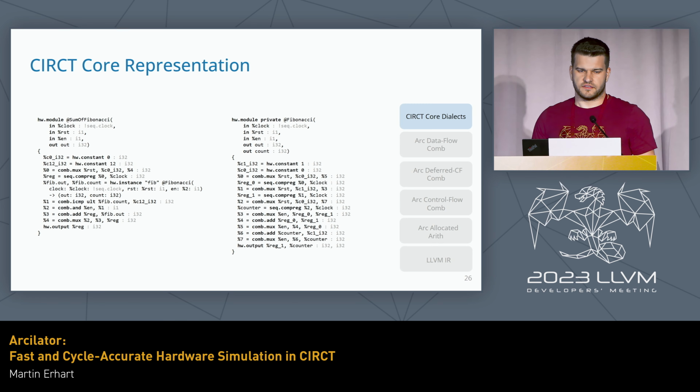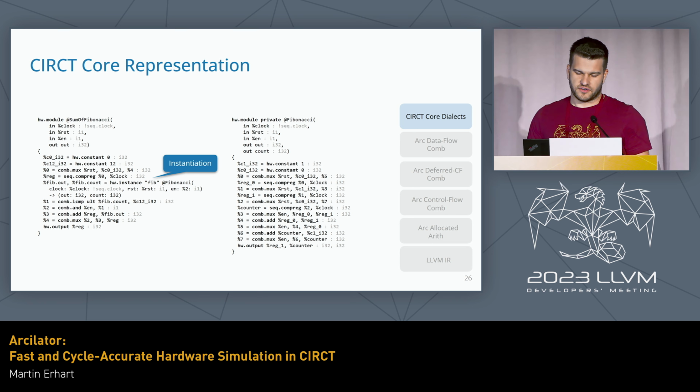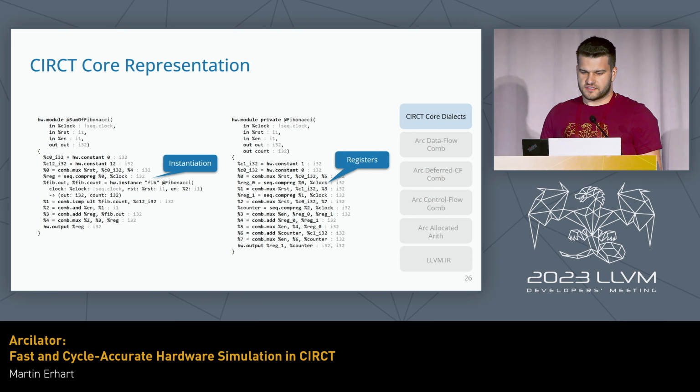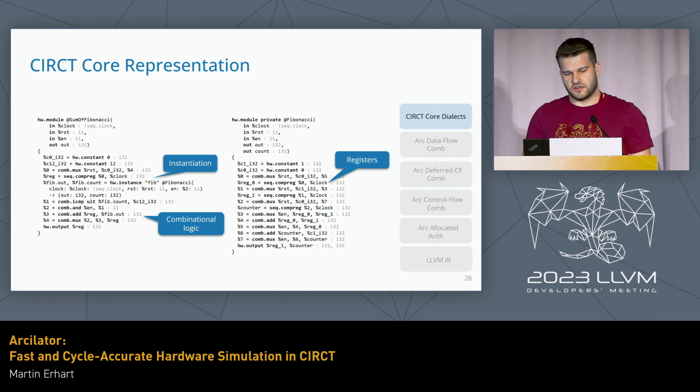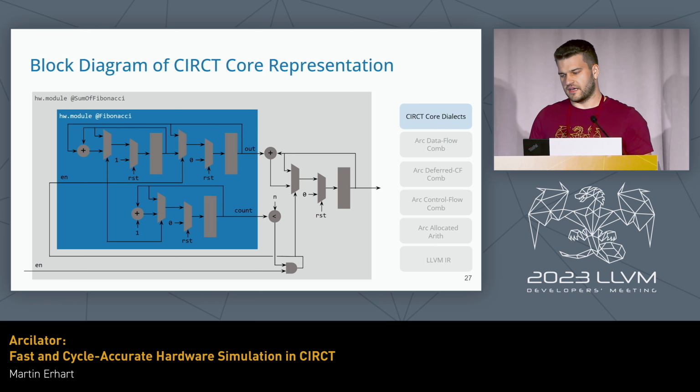So that's how it looks like in the CIRCT core representation. I don't expect you to read and understand all of that, but what you can see here is an instantiation of the module on the right. You can see some registers, and you can see some combinational logic in between. So that's how it would look like as a block diagram. You can see the nested module in blue, and you can see the registers as the big dark gray boxes.